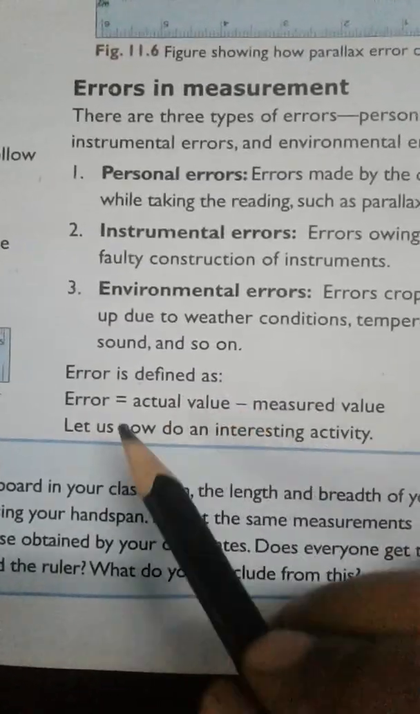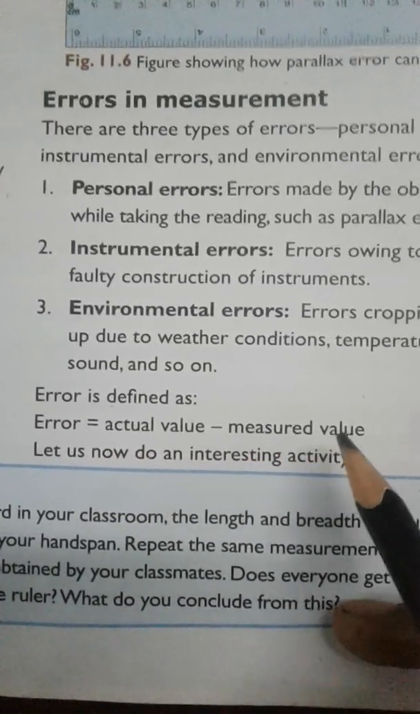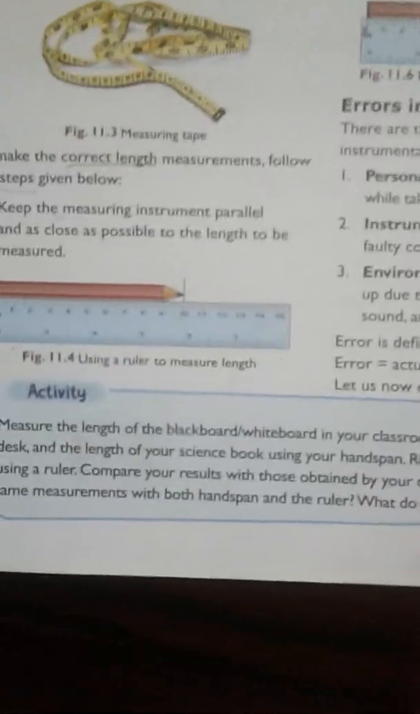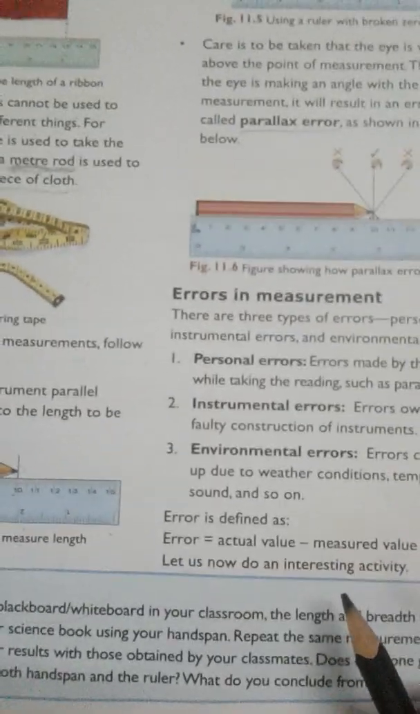Error can be defined as error equal to actual value minus measured value. Here are some activities you have to read at home, you will understand better.